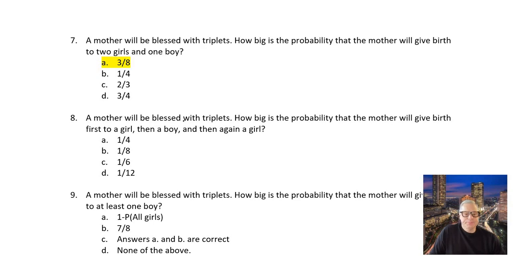Okay. A mother will be blessed with triplets. What's the probability that the mother will give birth first to a girl, then a boy, and then again a girl? Well, that is 1 over 2 times 1 over 2 times 1 over 2, which is 1 over 8.